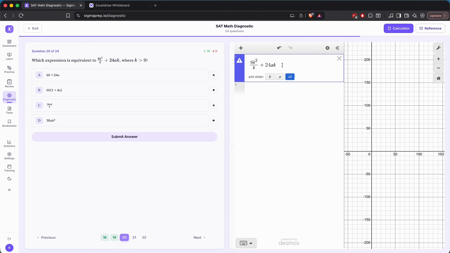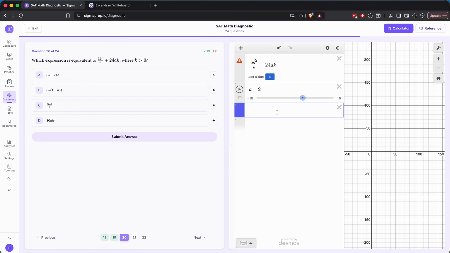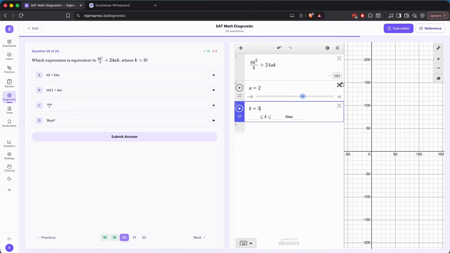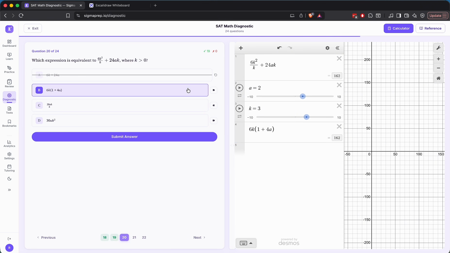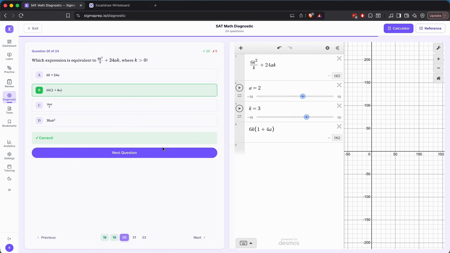So here we got k and a. You can change this so you see a graph, but honestly, I would do something like this. I would just tell it a is 2, k is 3. And now I know the value for this expression is 162. One of these should also give me 162, so really simple, I just go through and put in each one. So it's not A. Let's check out the next one. 6K, 1 plus 4A, 162, there it is. And we're done. Simple.